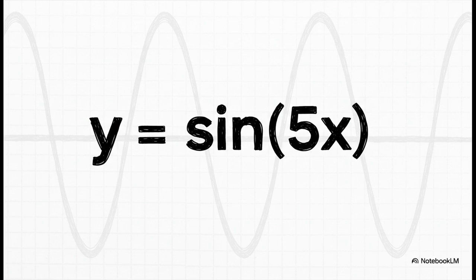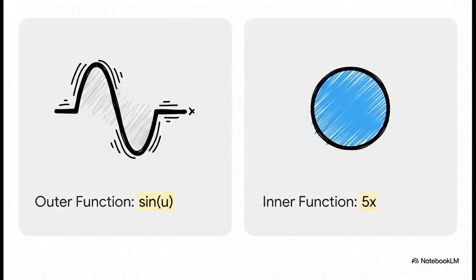Okay, that worked great for a power function. But does our flowchart work for other things? Like, what about a trig function? Let's give it a try with y equals sine of 5x. You know the drill. It's the exact same process.